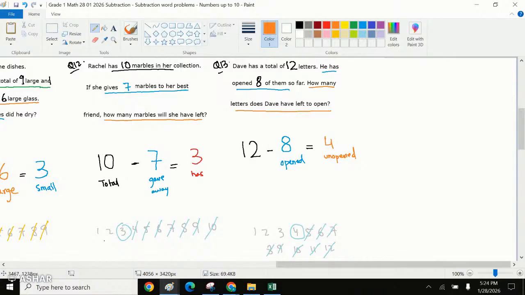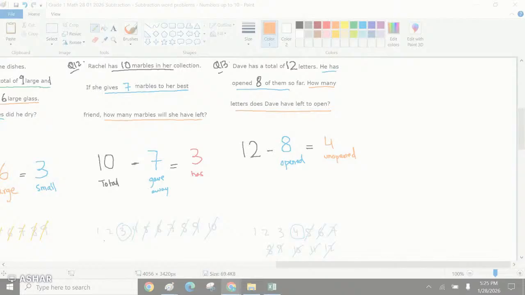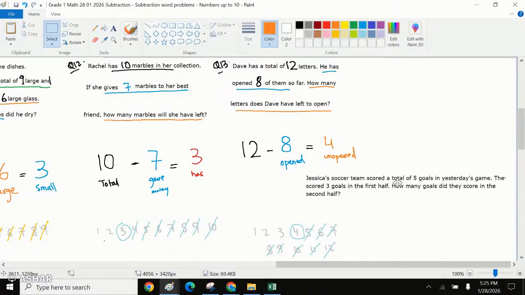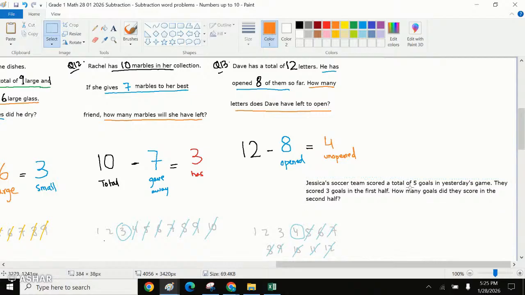Okay. Moving ahead to the next question. The next question says, yes, this is grade 1. Thank you, Prinsley. Moving ahead. Okay, let's see. Jessica's team scored a total number of goals. I'll just change this question. Okay, let's just resize. One minute, please.